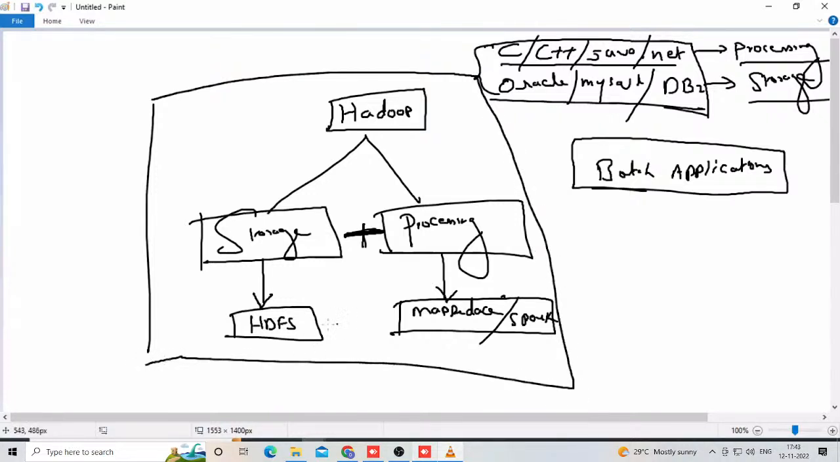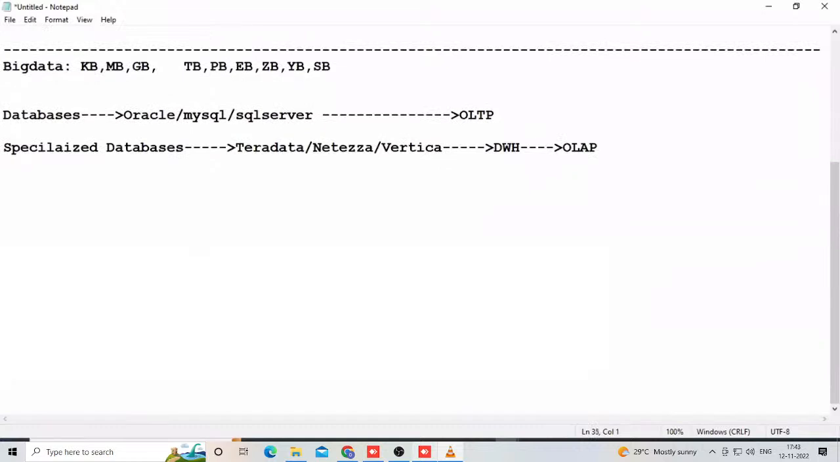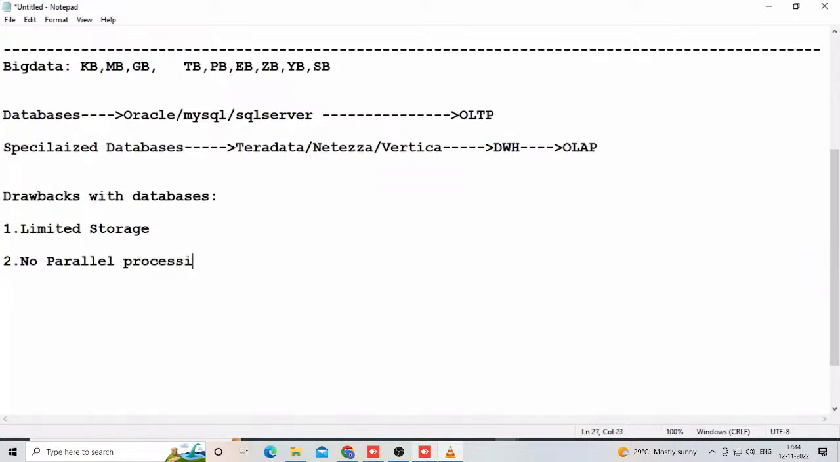There are a couple of queries. Why are databases not chosen to store Hadoop data, and why are we going with a special kind of file system called Hadoop Distributed File System? What are the drawbacks we see with current databases? Most databases have limited storage and no parallel processing. We cannot go with huge data storage in most databases, and in most databases we see no parallel processing.